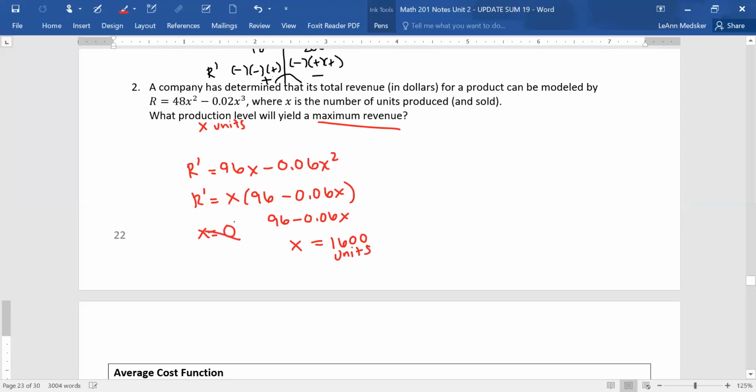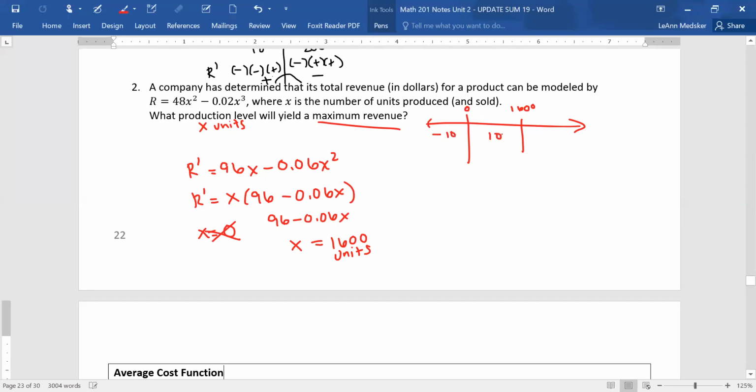0 units doesn't make sense. You're not going to maximize your revenue if you're not making any money. So again, I could actually put 0 on here and show you that it's definitely not a maximum, just so you can verify that for yourself. But we wouldn't make negative units. That doesn't make sense. But we can still check.